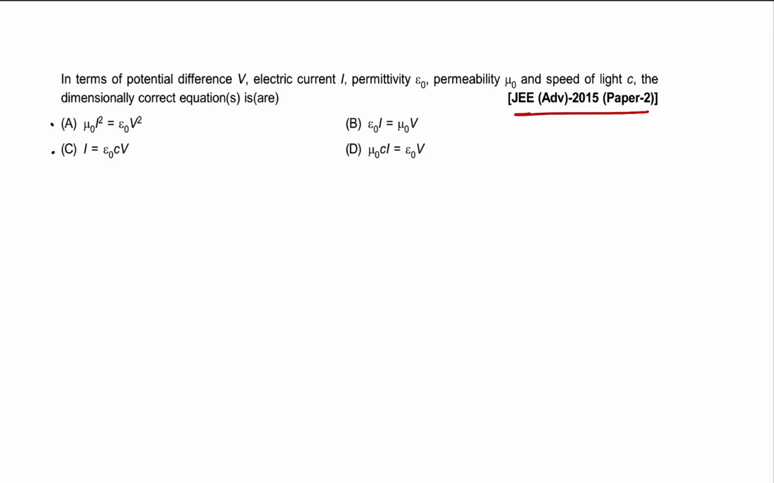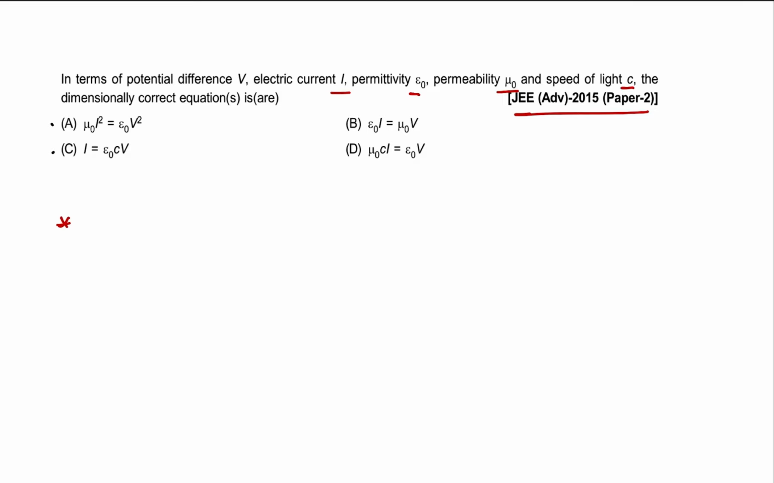Next one. This question I have taken from JEE Advanced 2015. Observe this carefully. In terms of the potential difference V, electric current I, permittivity epsilon naught, permeability mu naught, and speed of light c, which of the following are the dimensionally correct equations? I am telling you, this kind of question, don't solve directly by using the dimensional method. First try to make the relation among the physical quantities.